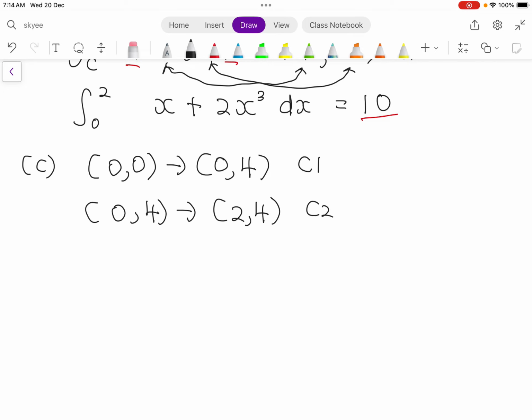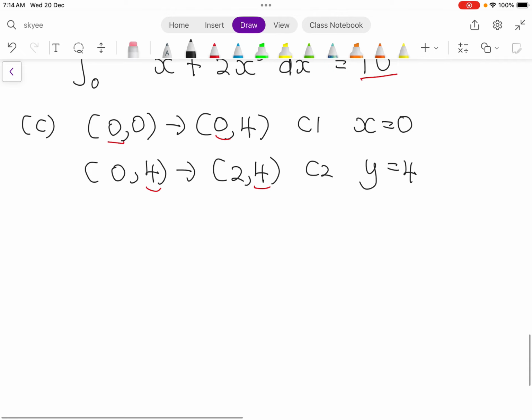C2. Okay, so for C1, it's very clear that x is 0. And for C2, y is 0. You can write down x is 0, y is 4. So you use the piecewise technique.